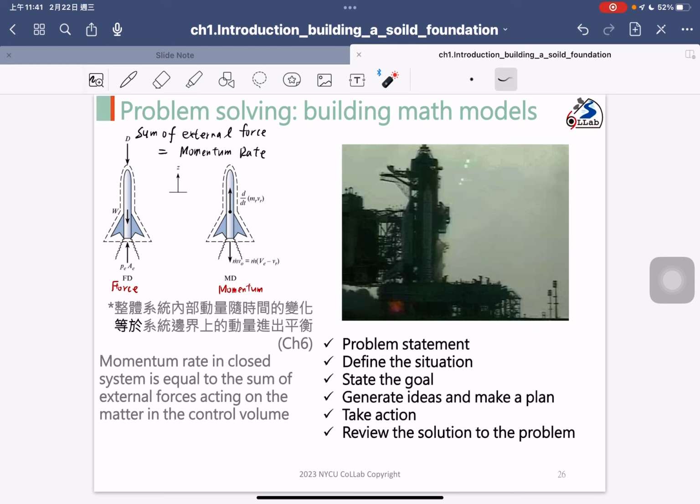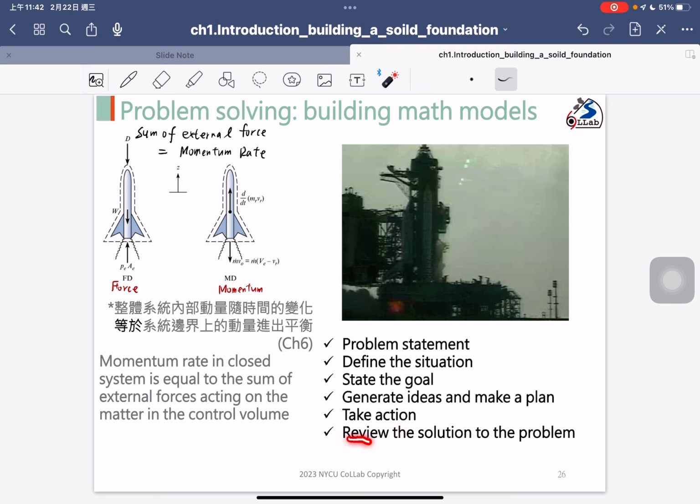After you check that everything is well, you can set your goal. That means the unknown parameters you should answer. So you should set the goal, and you should make a plan, like what kind of equation you will apply, and what math model you will apply in your questions. And then you do it, and finally you find your solutions and review the solutions to the problem.